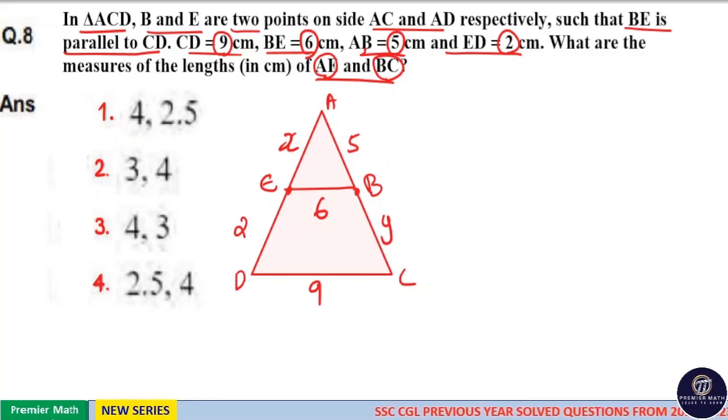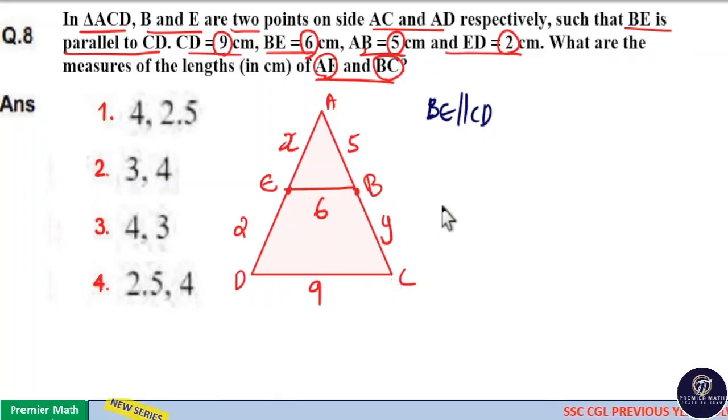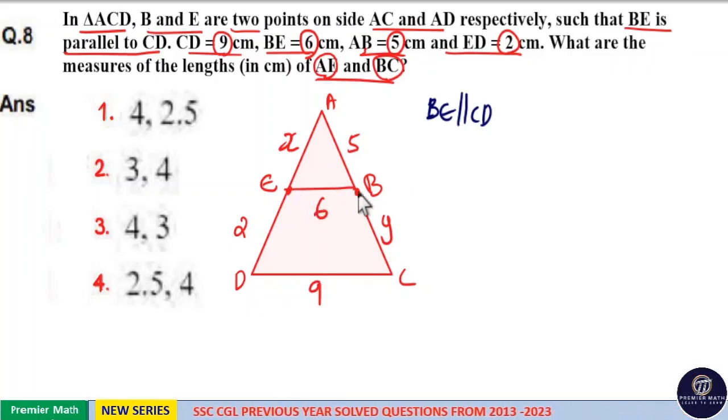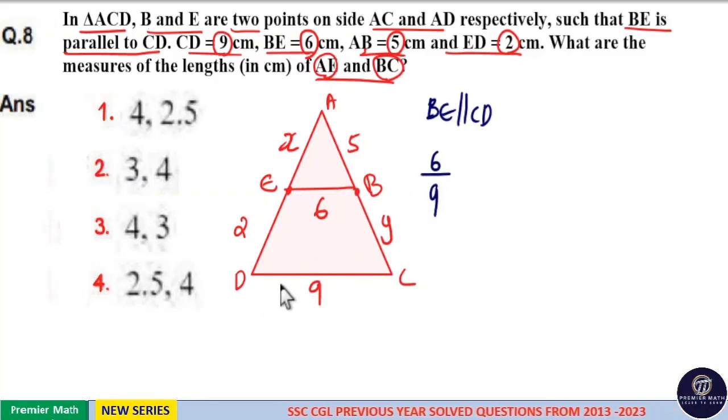Here, the question says BE is parallel to CD. In that case, here BE is 6 and CD is 9. So 6 by 9 is in the ratio of AB, which is 5, divided by AC, that is 5 plus 5.